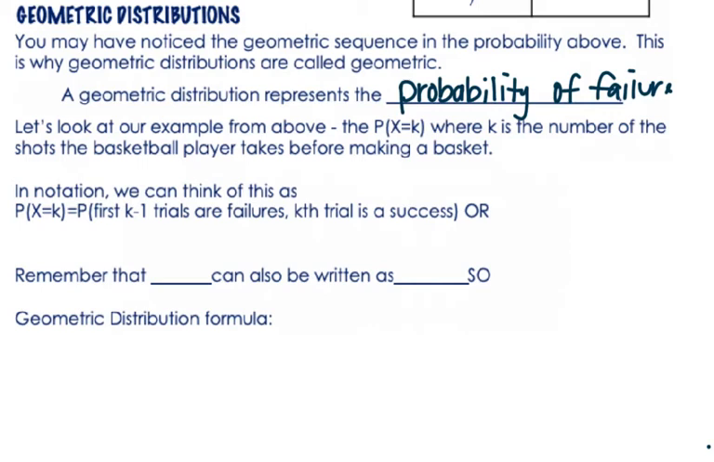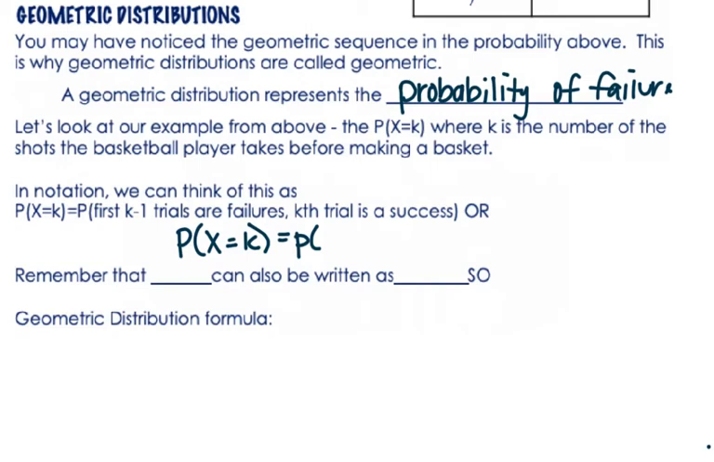So let's look at our example from above. And when we talk about K, we're talking about the number of shots the basketball player takes before making a basket. So in notation, we can think of this as the probability that X equals K equals the probability first K minus 1 trials are failures, and then the last trial is a success. So that's exactly what we did.